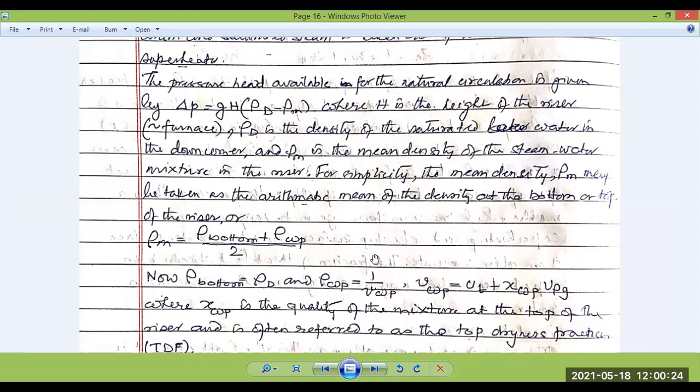So what is happening here, again I'm repeating, for natural circulation, delta P is equal to G into delta rho into H. H is the height of the riser, the furnace, which means that much you have to lift up. Rho D is the density of the saturated water.